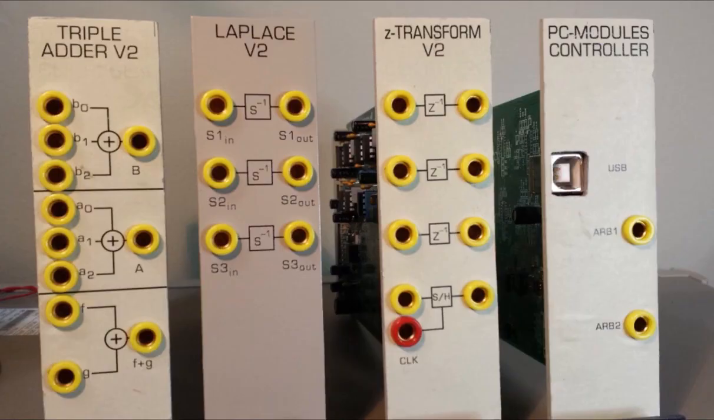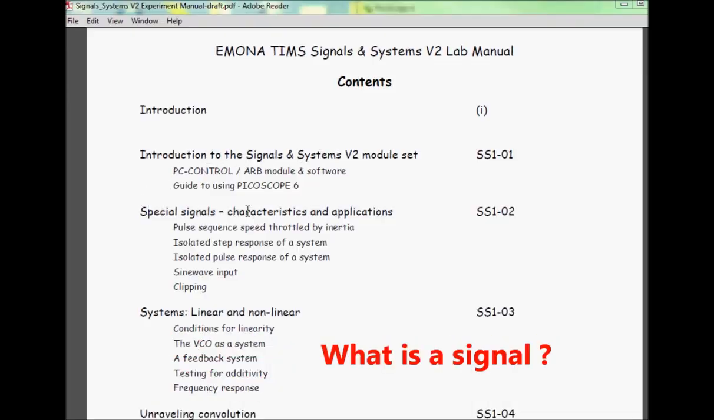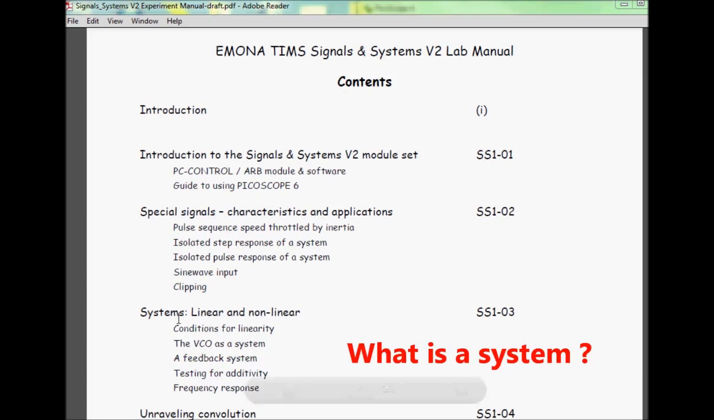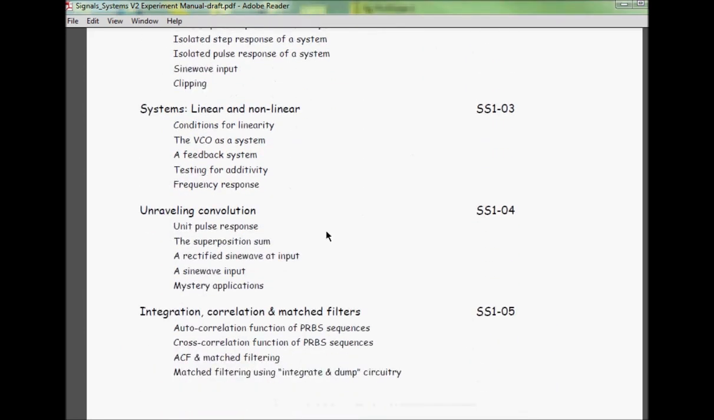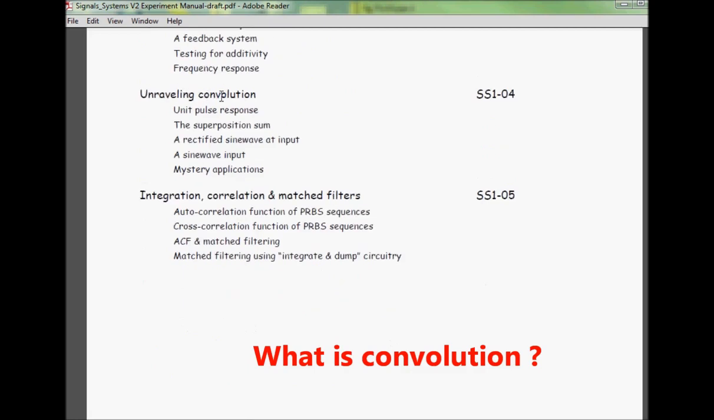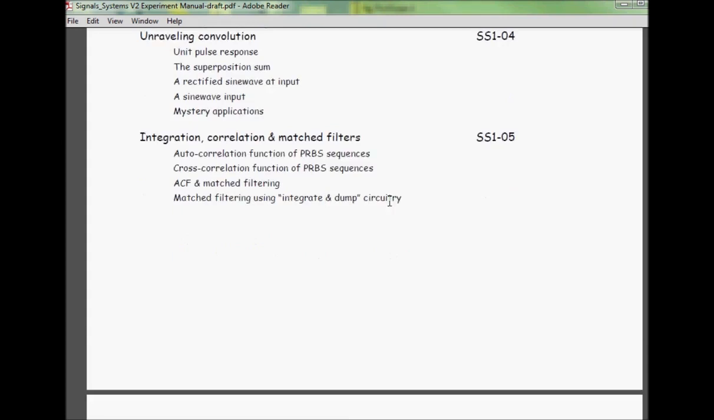4 new TIMS modules enable a complete Signals and Systems course. The lab manual covers an introduction to signals, what are signals, what are systems, linear and nonlinear, what is convolution with a hands-on experiment, integration, correlation and matched filters.